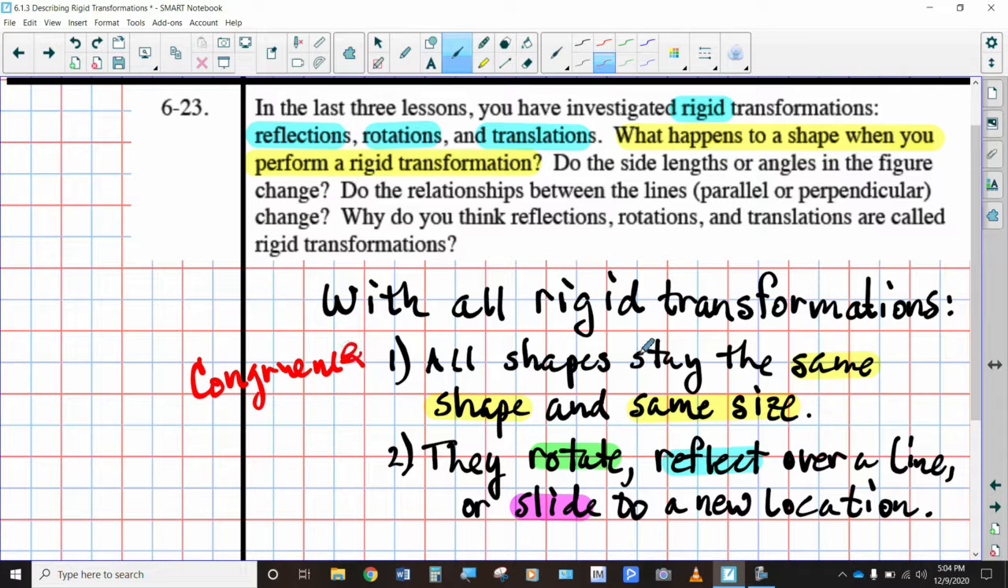Congruent shapes are always the same size and the same shape. And they can do one of three things. They either rotate, reflect over a line, or slide to a new location. So all rigid transformations have this in common. They always stay the same shape and the same size, and the transformations are either going to rotate, reflect, or slide. Okay, so once you get this written into your journal, we are done.